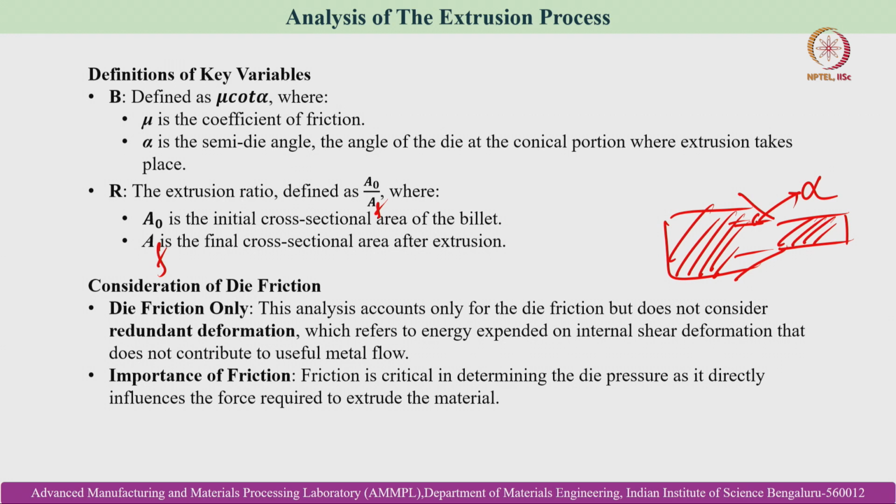Now, consideration of die friction. This analysis accounts only for the die friction, but does not consider redundant deformation. Earlier we defined the expression for the total extrusion pressure without considering die friction and redundant deformation. Now we are considering die friction, but still neglecting the redundant deformation, which refers to energy expended on internal shear deformation that does not contribute to useful metal flow. Then, the importance of friction: friction is critical in determining the die pressure as it directly influences the force required to extrude the material.